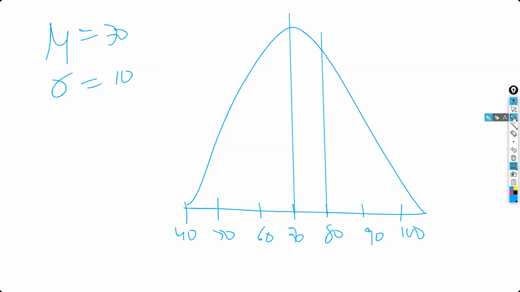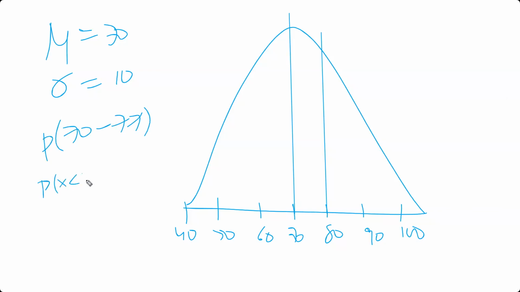For z-score, whatever question you ask, 70 to 77, what is the probability of x less than 77 minus the probability of x less than 70? For 77, I'll calculate the z-score of 77 and the z-score of 70, and from the z-table I'll get the probabilities, then subtract and calculate.